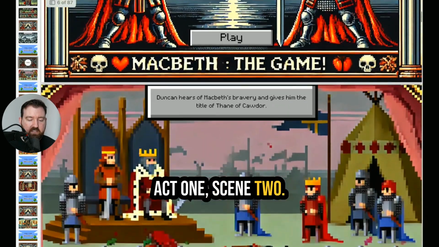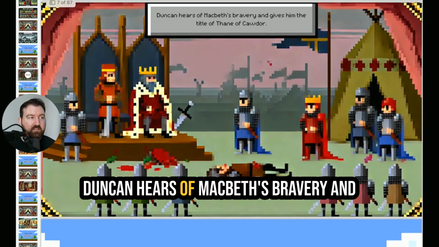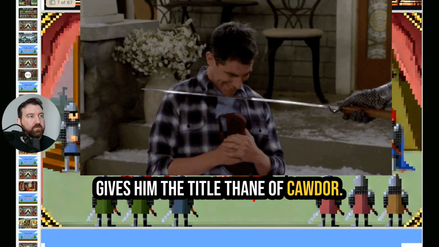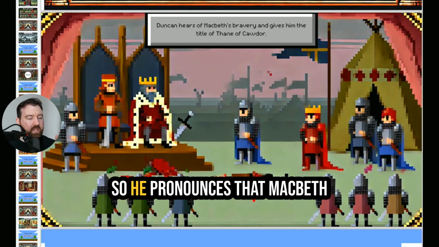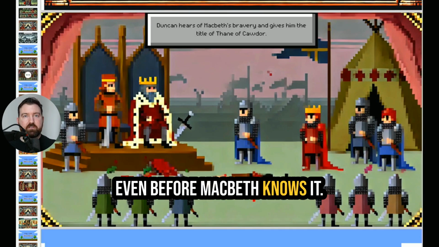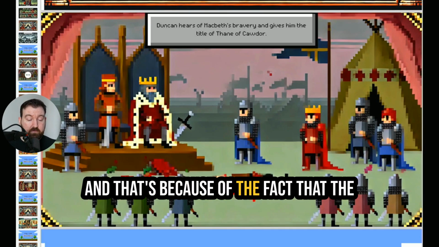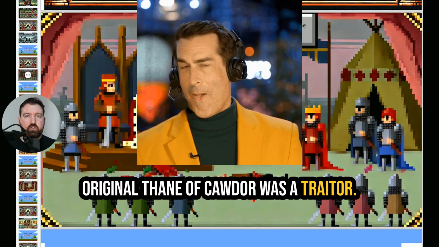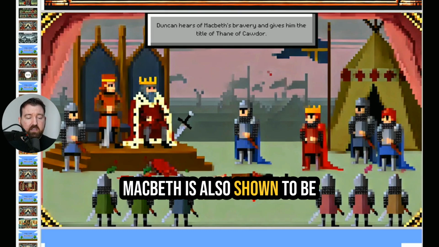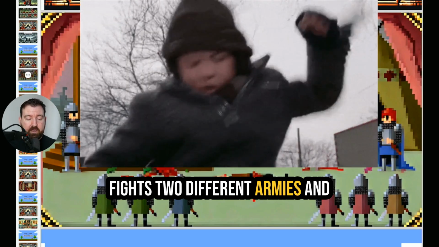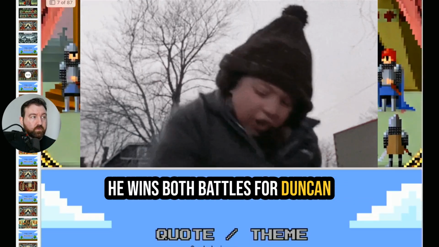Act 1, Scene 2. Duncan hears of Macbeth's bravery and gives him the title Thane of Cawdor. So he pronounces that Macbeth is going to be Thane of Cawdor even before Macbeth knows it, and that's because the original Thane of Cawdor was a traitor. Macbeth is also shown to be incredibly brave in this scene. He fights two different armies and he wins both battles for Duncan.